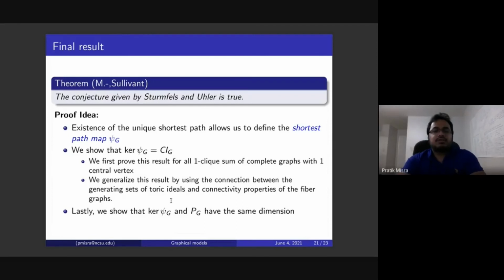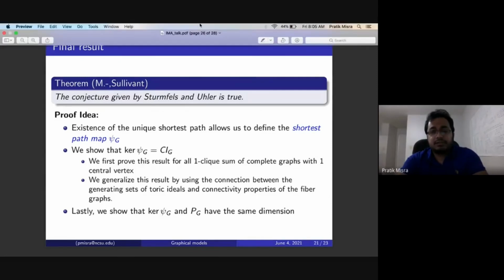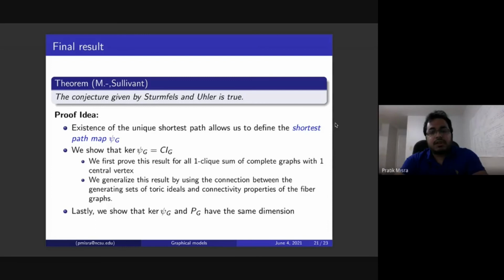So this brings us to the final result, which says that the conjecture given by Sturmfels and Uhler is actually true. The idea for proving this was using the shortest path map psi of G. Once we have that the unique shortest path exists, we can define the shortest path map. The first thing we showed was that the kernel of the shortest path map is equal to the conditional independence ideal.